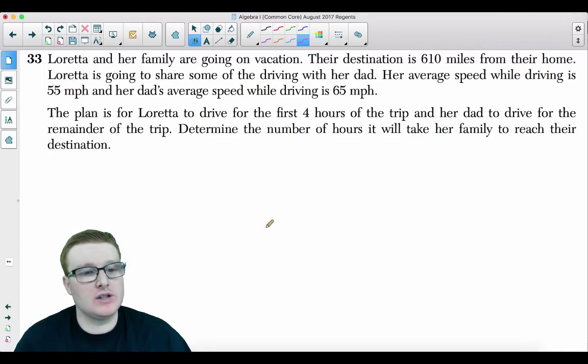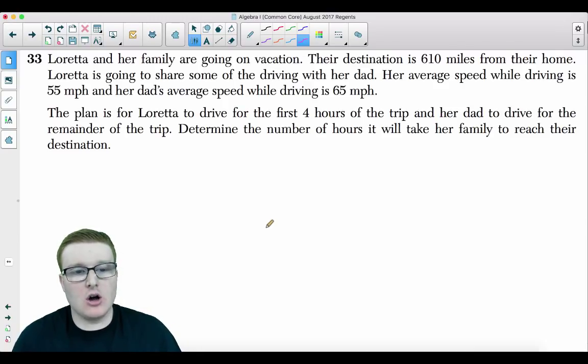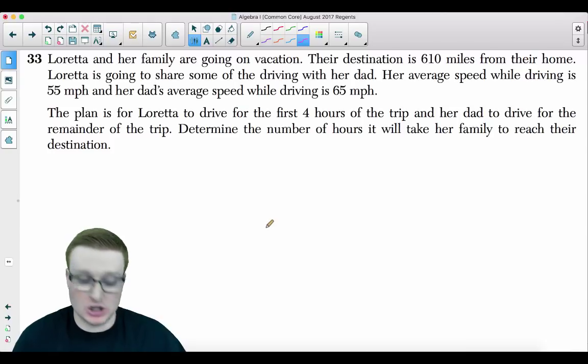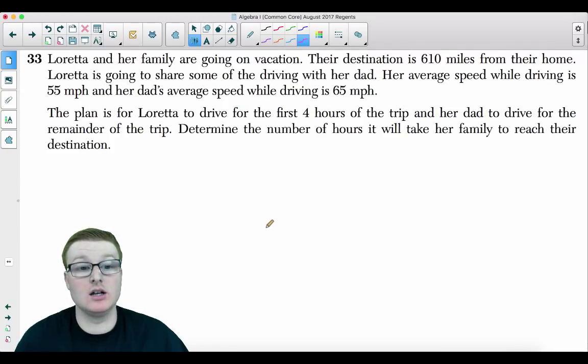Whatever. Here we go. 33 says, Loretta and her family are going on vacation. Their destination is 610 miles from their home. Loretta is going to share some driving with her dad. I don't know where I got outside from.